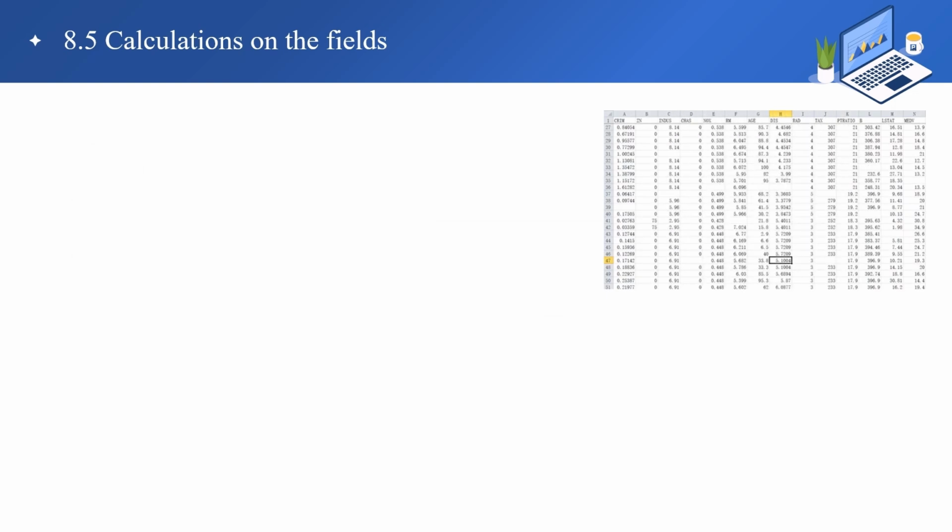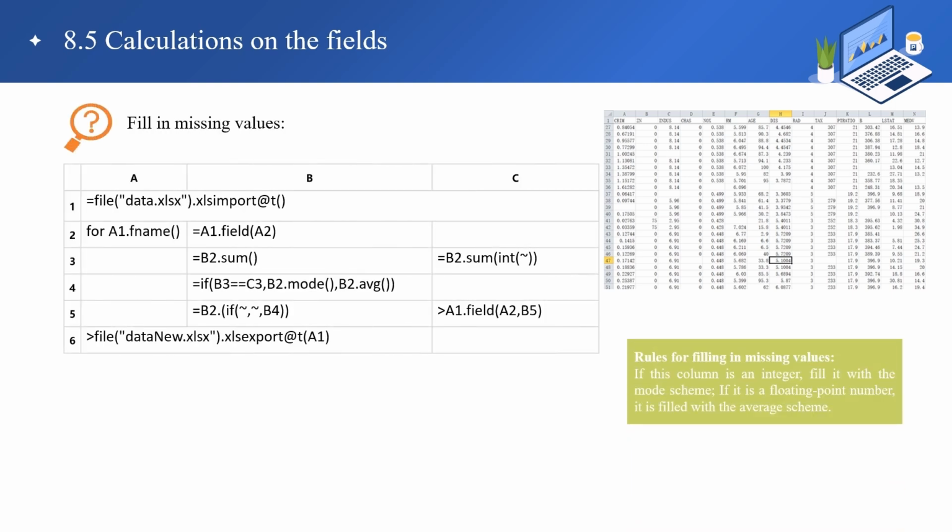When doing artificial intelligence tasks, we often encounter the problem of filling in missing values, that is, filling in the missing data according to certain rules, such as mode or average. Let's try this task. Suppose the file data.xlsx stores the original data. The blank part indicates missing. Our rule is, if this column is an integer, fill it with the mode scheme. If it is a floating point number, it is filled with the average scheme.